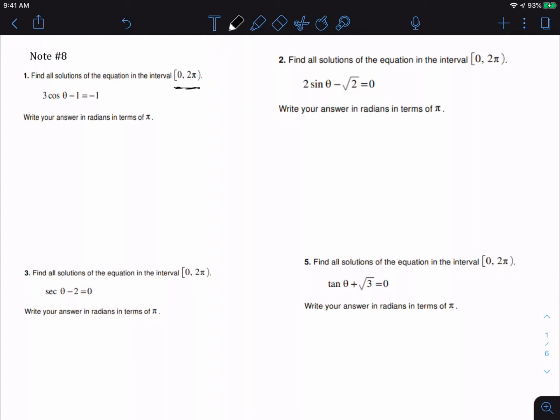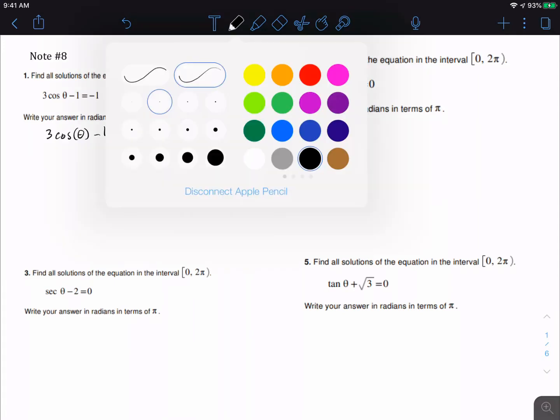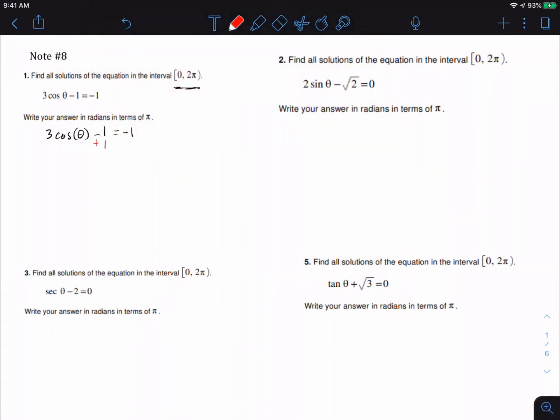Here's the process on how to solve this problem. So I'm going to rewrite the problem. So I'm going to get 3 cosine theta minus 1 is equal to negative 1. Now what I'm going to do is add 1 to each side, right? It's just like algebra, actually. So it's going to be 3 cosine of theta is equal to 0. Then I'm going to divide by 3. So I'm going to get cosine of theta is equal to 0 over 3. And then we see that cosine of theta is equal to 0.